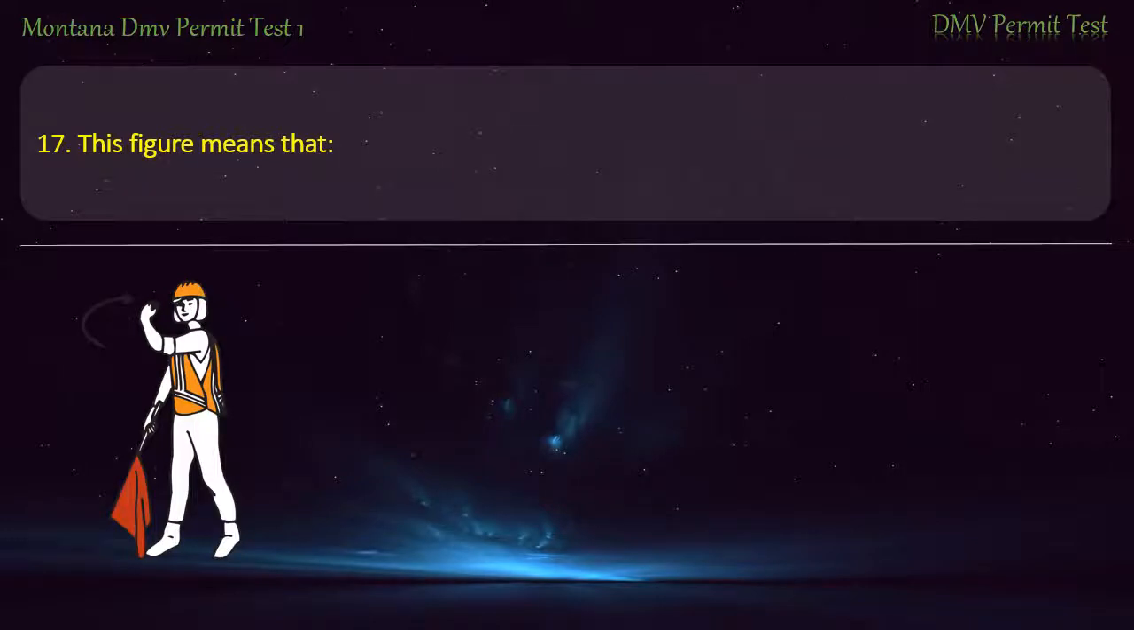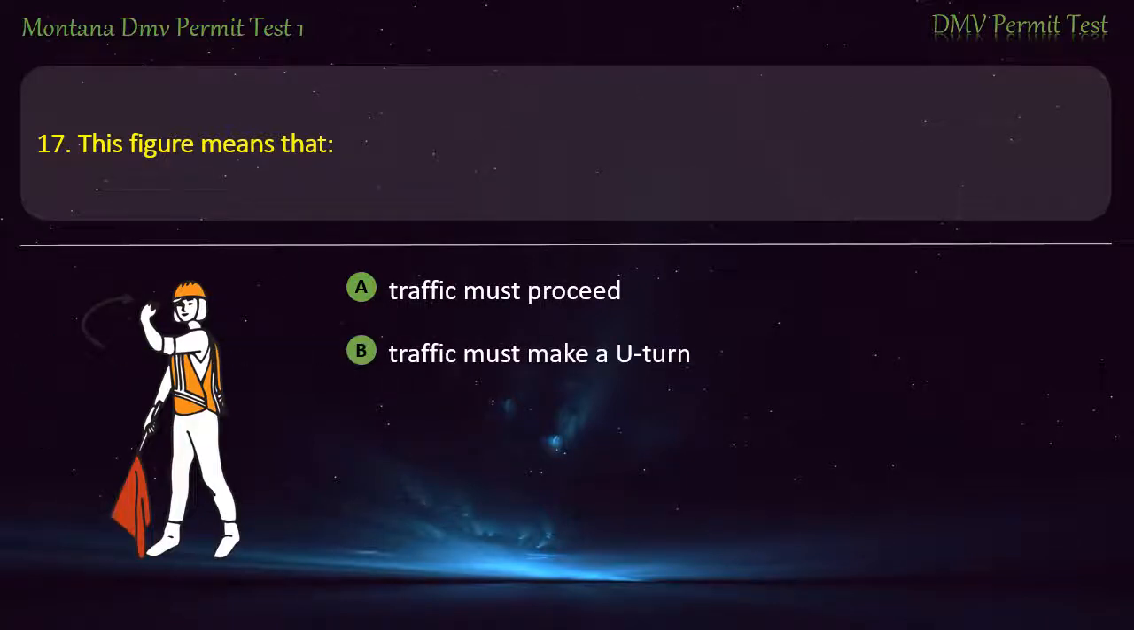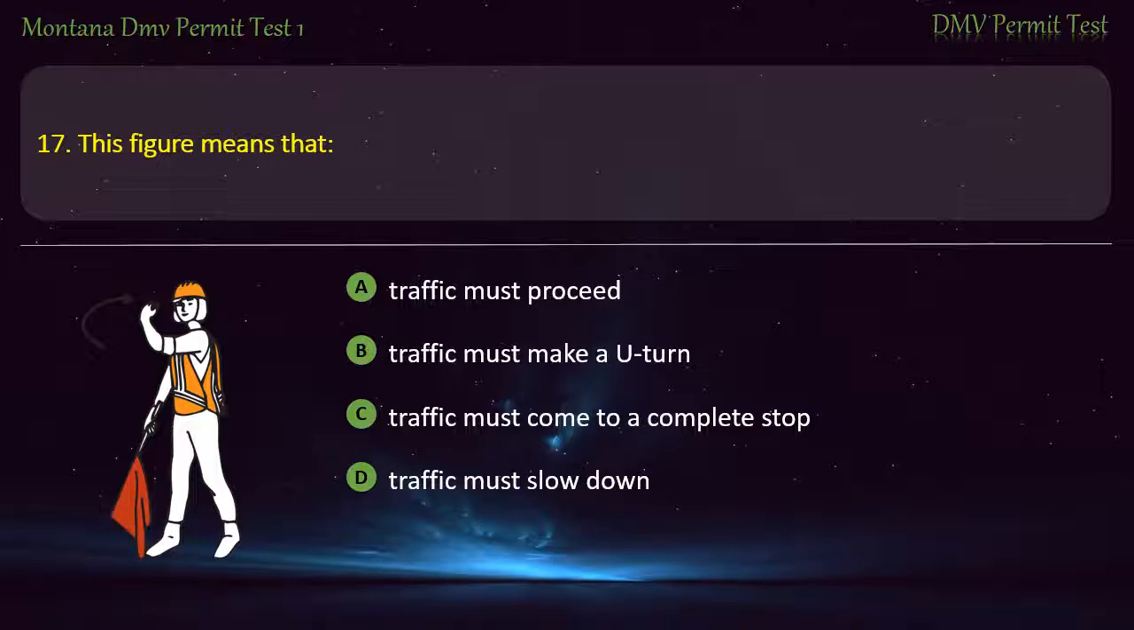Question 17. This figure means that traffic must proceed. Traffic must make a U-turn. Traffic must come to a complete stop. Traffic must slow down. Answer. Traffic must proceed.